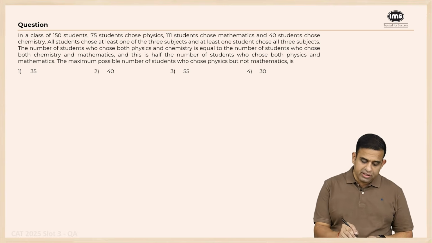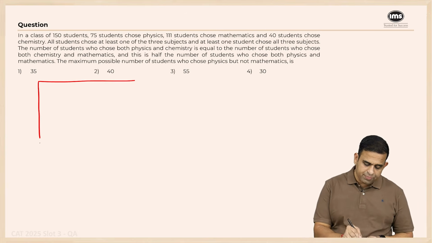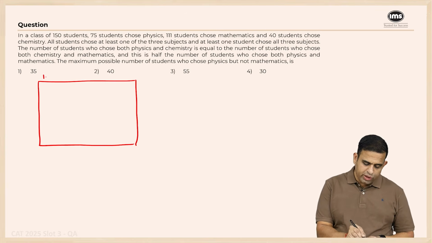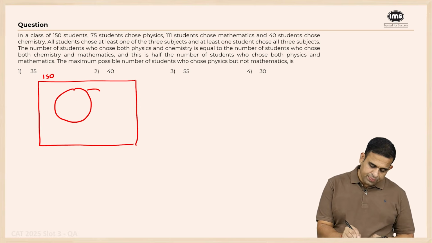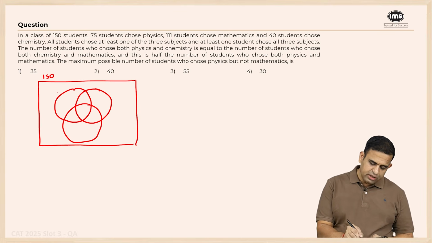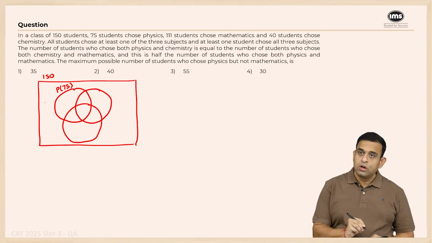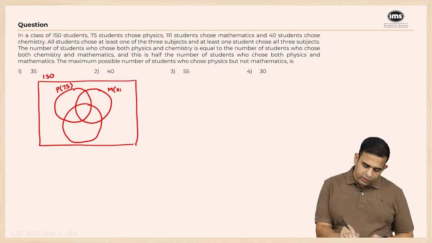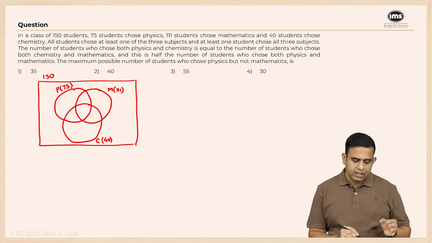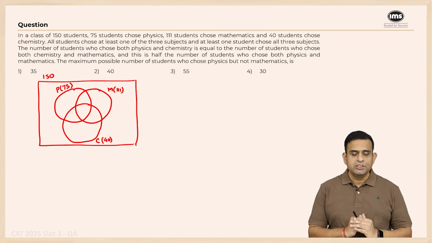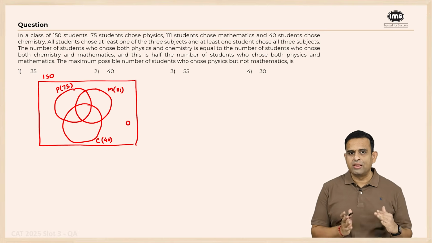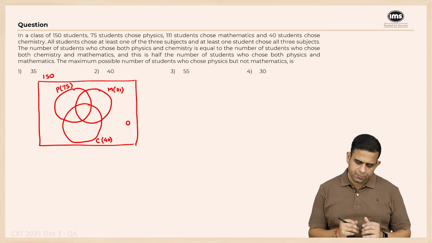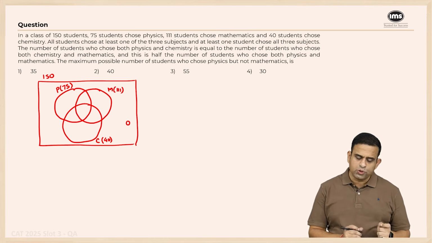So first of all, if I read the first line, I can make my rough Venn diagram with a total of 150 students, 75 chose physics, so we have physics, math and chemistry. So for physics we have 75, for math we have 111, and for chemistry we have 40 students. And they have told you all students chose at least one of the 3 subjects. That simply means there was none of the students who chose neither math nor physics nor chemistry. The outside part basically is 0. And at least one student chose all the 3 subjects.